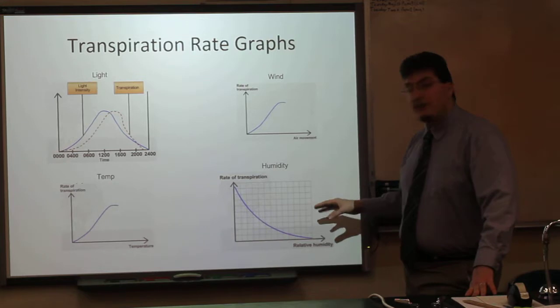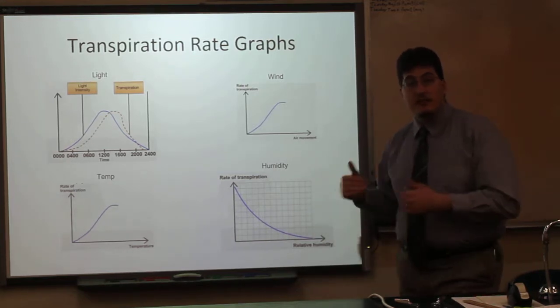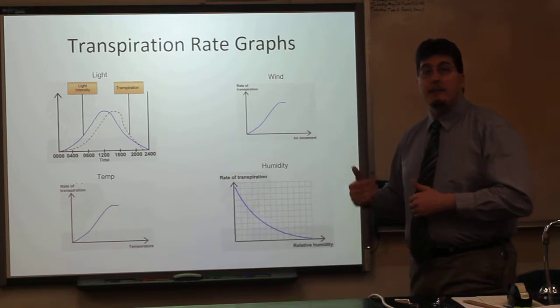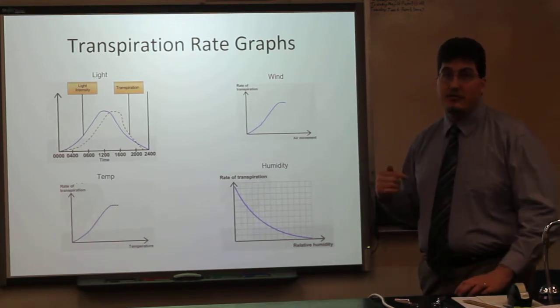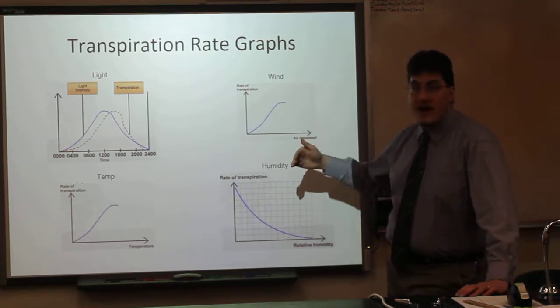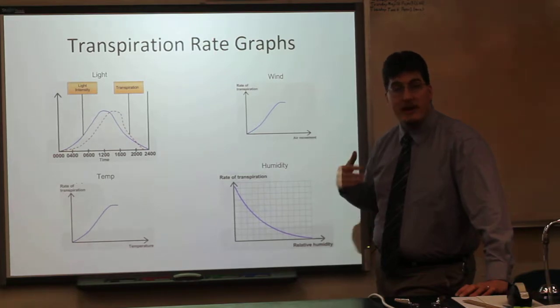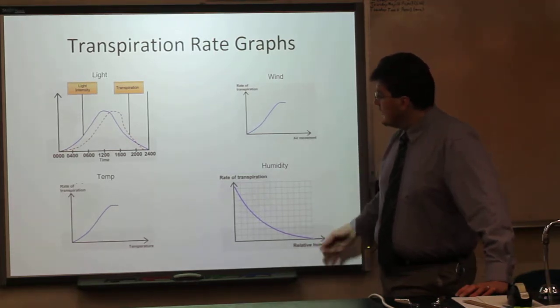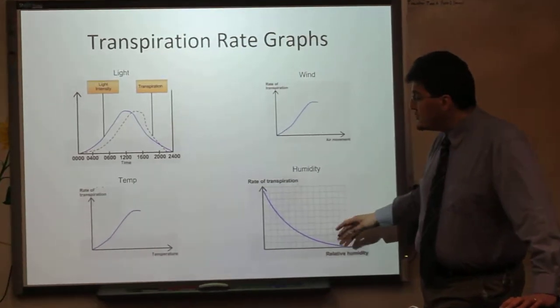So the relative humidity outside the leaf airspace, if that relative humidity is high, that means that we will have a less steep concentration gradient, which means we'll have a decreased rate of diffusion. So that means we'll have a low rate of transpiration, low rate of diffusion.